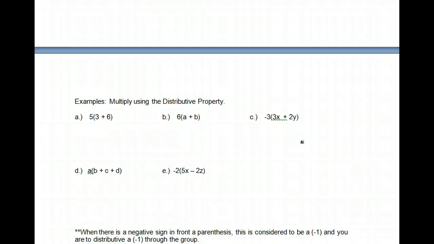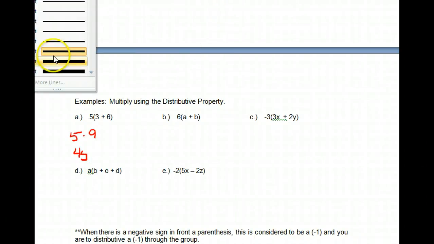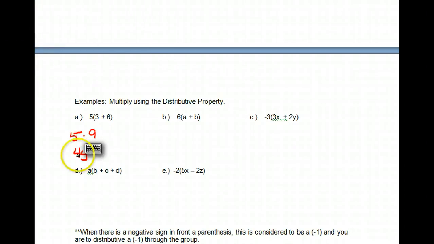If the problem is an all numerical problem, you would think to yourself, oh, I'm going to follow the order of operations, right? We're told that we should do the parentheses first. So 3 plus 6 makes 9, and then we're supposed to multiply 5 by 9 to get 45, right? We know that. But our directions have told us that we should use the distributive property.